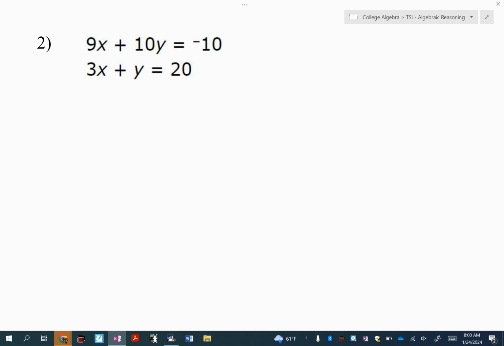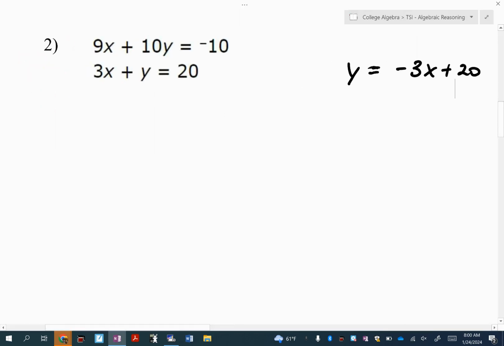The only way you could convince me to do substitution is if you wanted to rewrite this as y equals negative 3x plus 20. You guys see that there? How I moved the 3x over? You could then take this negative 3x plus 20 and substitute it into that other y. That's totally fine too. But I would think most students would do elimination here. So which one do you want to eliminate? The x or the y?